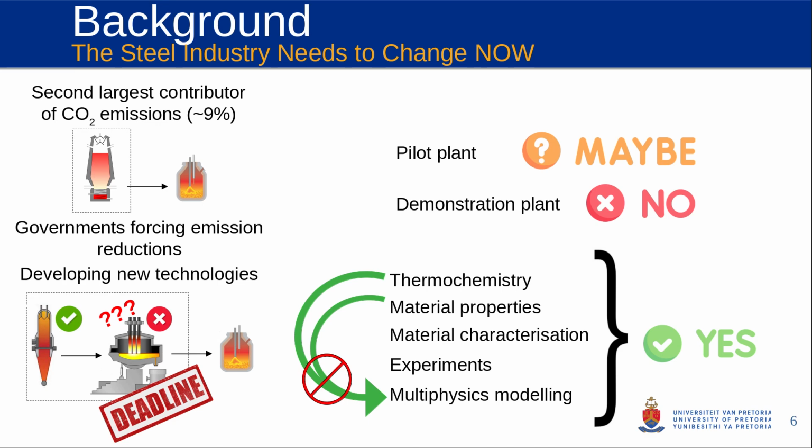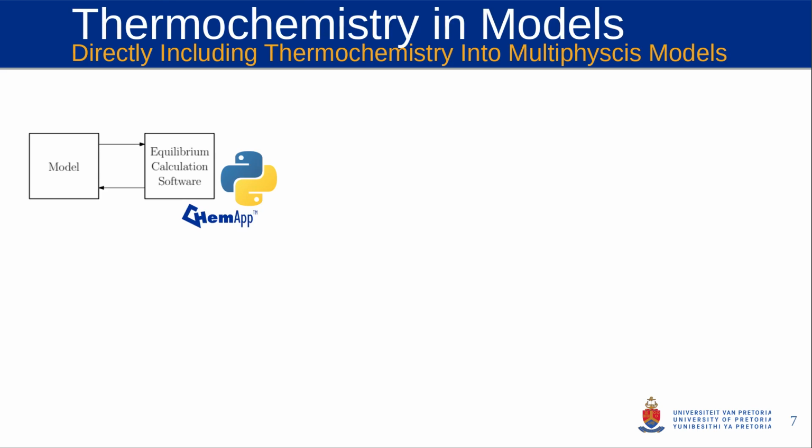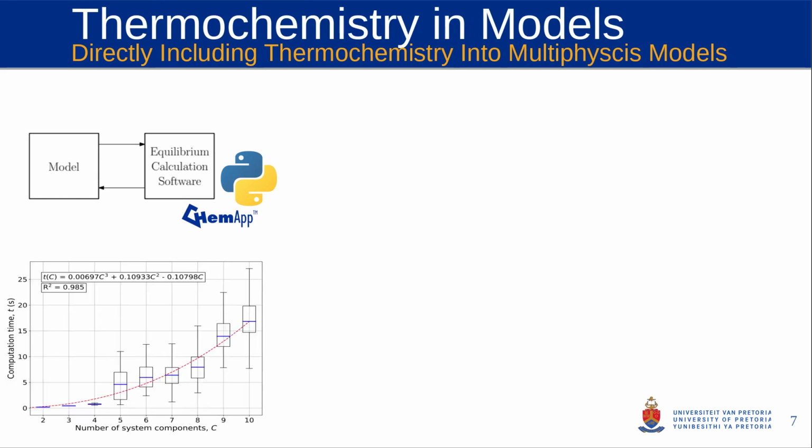Why do I say this is unfeasible? If we want to directly include thermochemistry into our multiphysics models, we look at the computational time of a single equilibrium calculation as the number of system components increases to be able to model more and more complex systems. And we can see for a 10 component system, a single equilibrium calculation can take about 17 seconds.